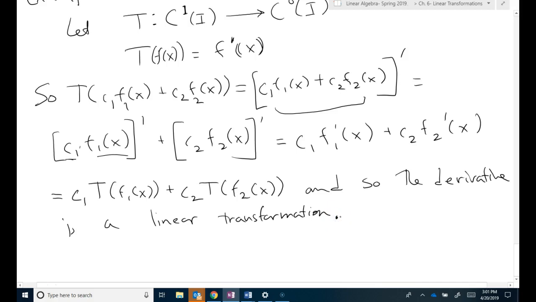Okay, so those are our big results for this first part of 6.1: the defining of a linear transformation, proving that something's a linear transformation, and then giving us a sense of what a mapping is.